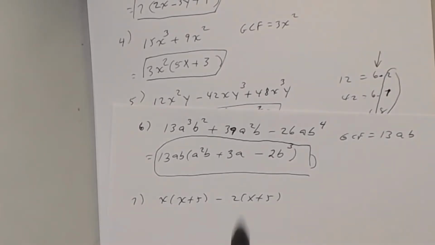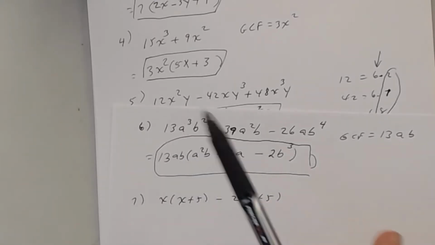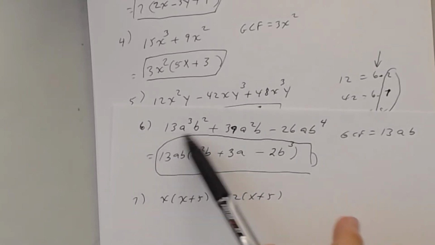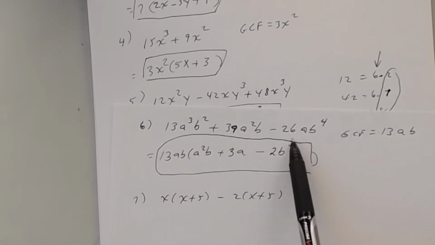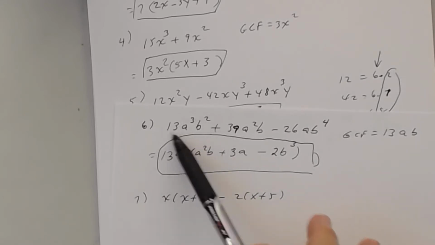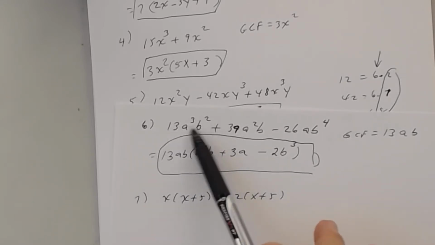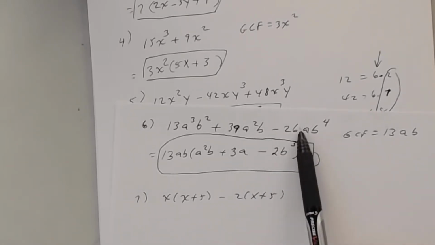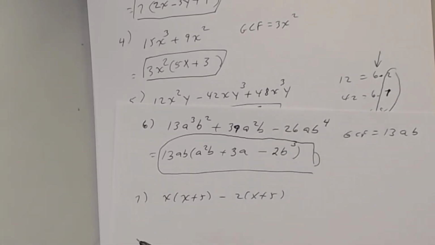So when you looked at number 6, how many terms did you have altogether? 3. You had this term, this term, and this term. Notice each term was made of a product of factors. You can use that same idea with this one, although it looks a little different.